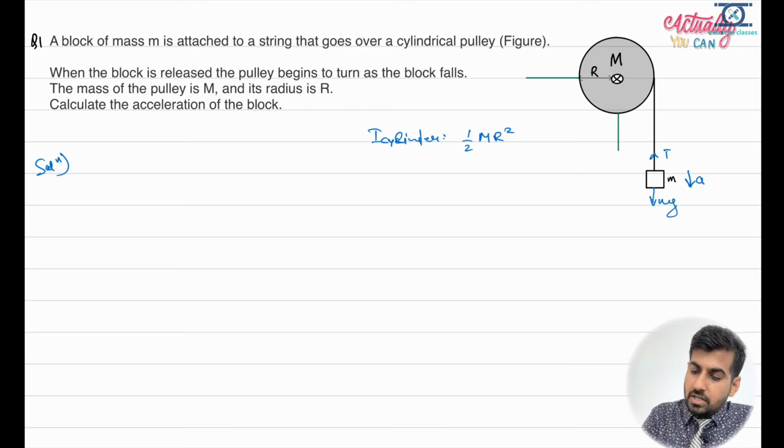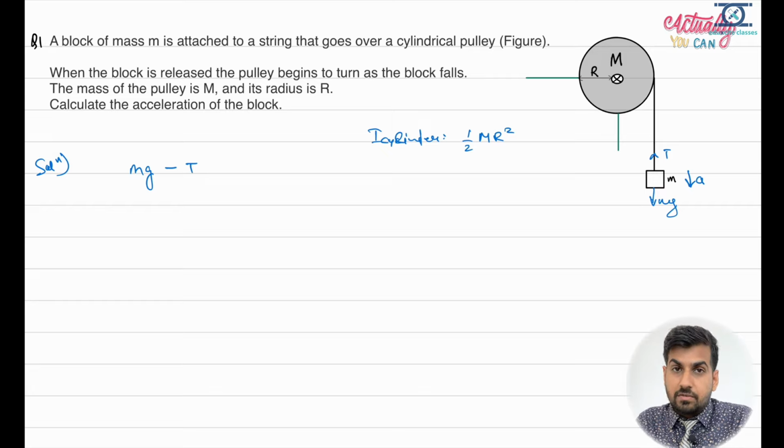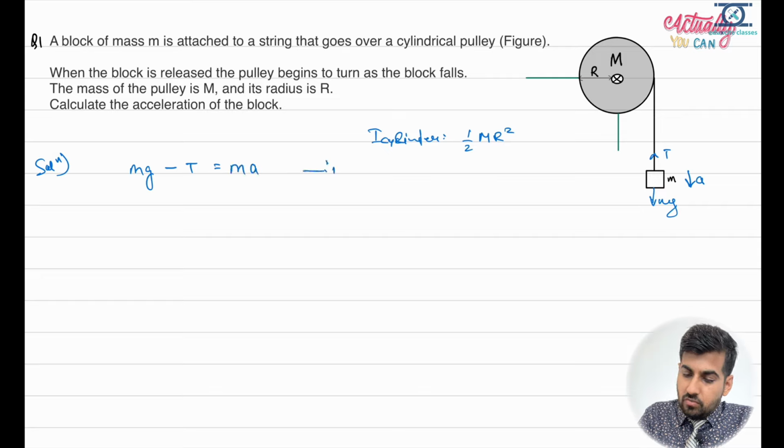So one equation I can make in terms of this is mg, that is my driving force, minus resistive force. If you don't know what is driving force and resistive force, I have explained this in A.2 forces and momentum. You can check the video. So this is driving force mg minus T equals ma. So this is my equation 1.